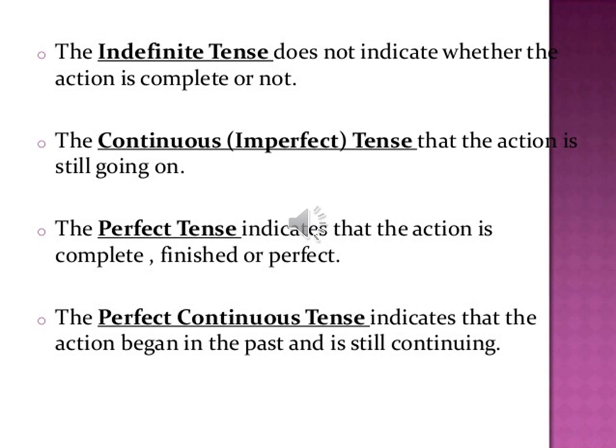The indefinite tense does not indicate whether the action is complete or not. The continuous tense indicates that the action is in progress or still going on. The perfect tense indicates that the action is complete, finished or perfect. And the perfect continuous tense indicates that the action began in the past and is still continuing.